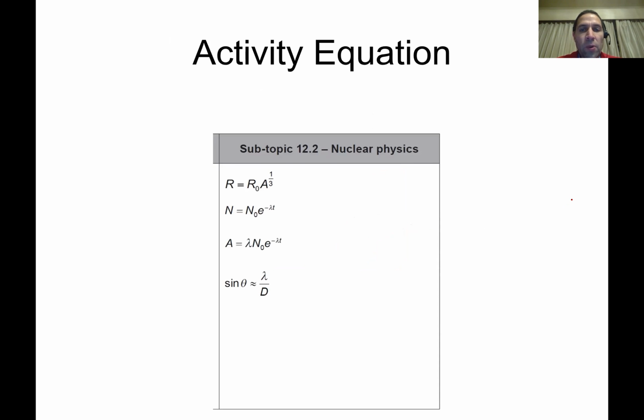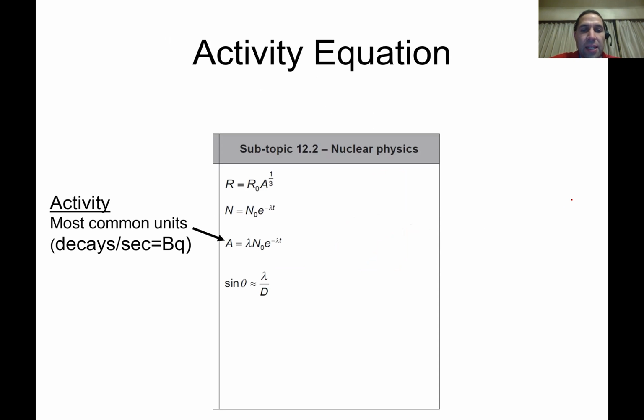Okay, let me just show you one more equation that's in your data booklet and just kind of demystify something about it. So notice here we have this equation, A equals lambda N sub 0 e to the negative lambda t. Well, A just stands for activity. And again, the most common unit for that is decays per second, which is also known as a becquerel.